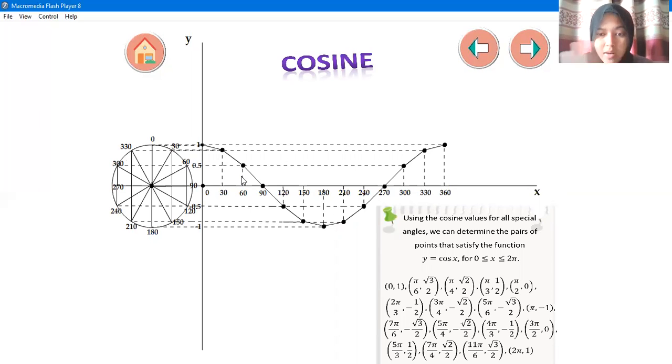Using the cosine values for special angles, we can determine the pairs of points that satisfy the function y equals cosine x for x greater than or equal to 0 and x less than or equal to 2π.